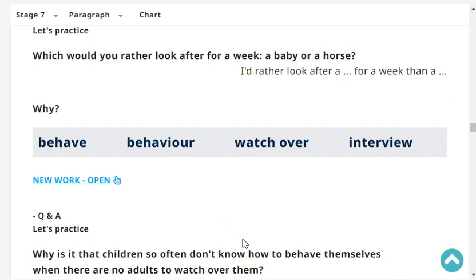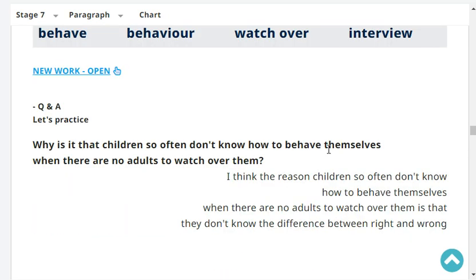Very good. Which would you rather look after for a week, a baby or a horse? I'd rather look after a baby for a week than a horse. Why? Because I don't know anything about horses. Very good. Me neither.